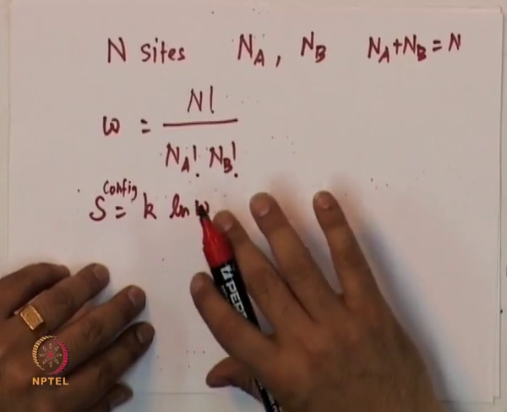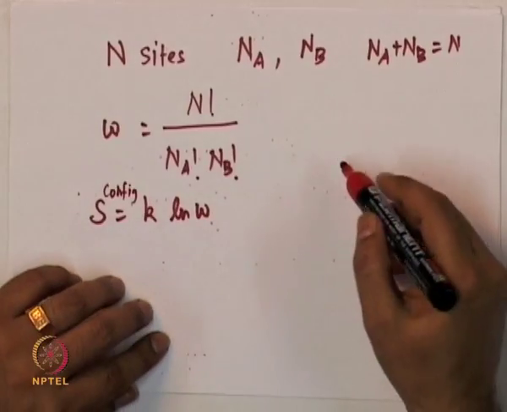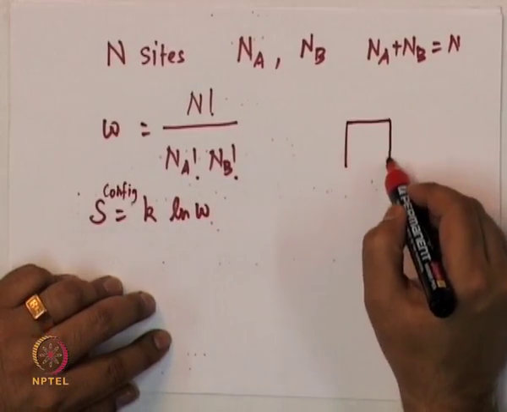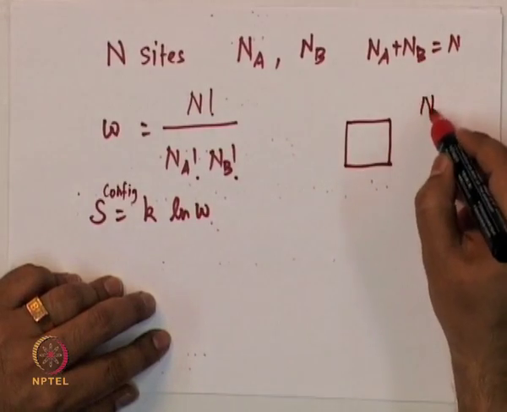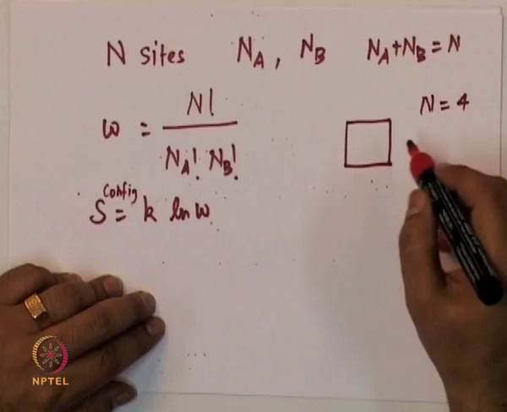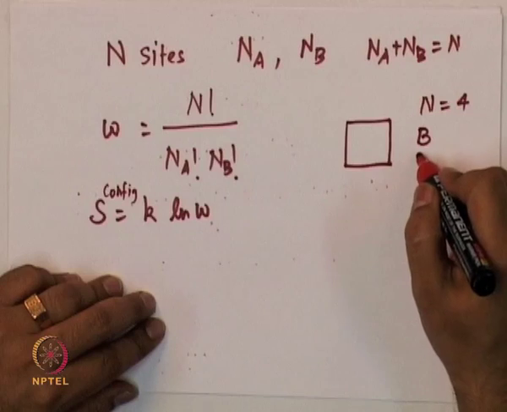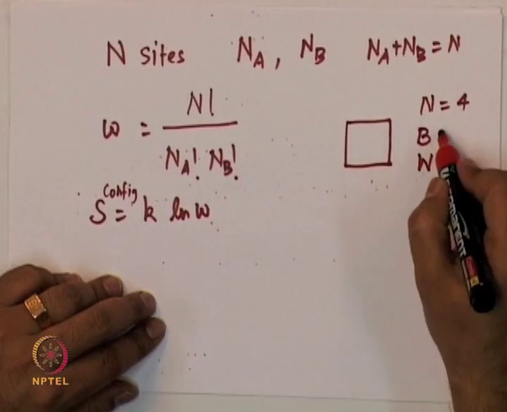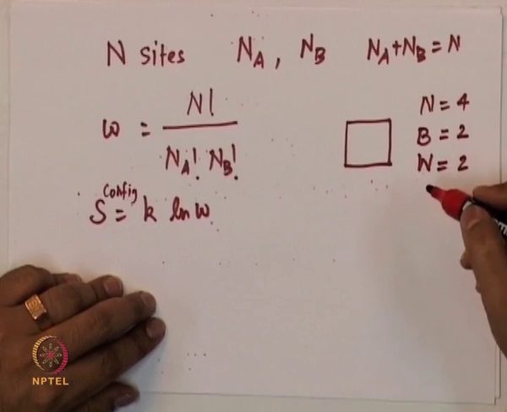Now, why is this so? This is what we want to understand. To do that, I am going to take a very simple case. I am going to take a lattice which has 4 points. So, n in this case is 4, and A I am going to take as black and B as white. Let us say that I take 2 black balls and 2 white balls.